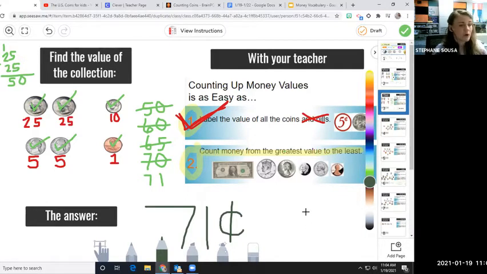Kiddos, please remember, copying does not equal learning. Okay, so if there's a part of this that confused you or a part of this that you need to understand better, please let me know now. What part of this do we need more understanding on?